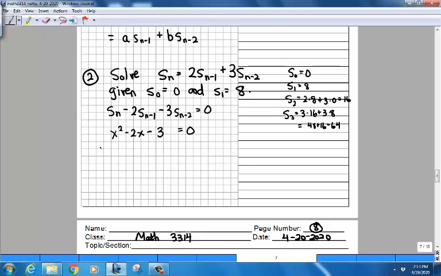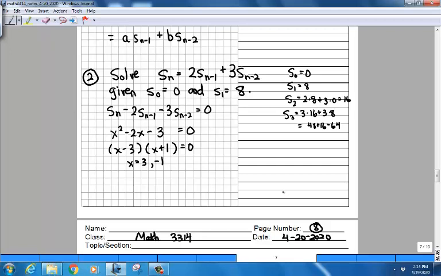Now we want to find the roots of the characteristic equation. Those are the characteristic roots of the recurrence relation. Hopefully I don't have to use the quadratic formula, and I don't, because this one is going to factor nicely. It factors as x minus 3 times x plus 1. So our two solutions are 3 and minus 1.